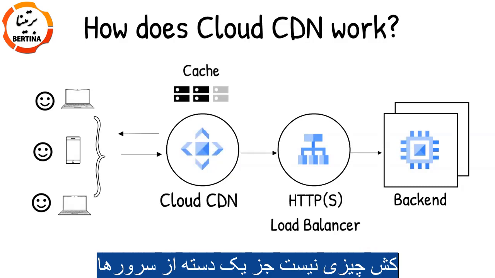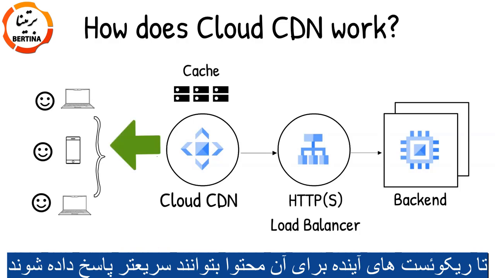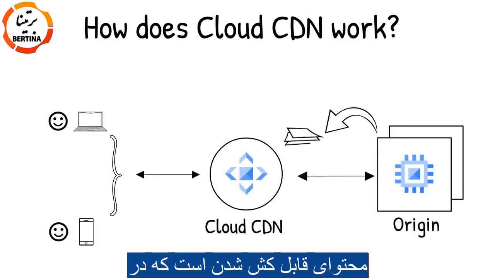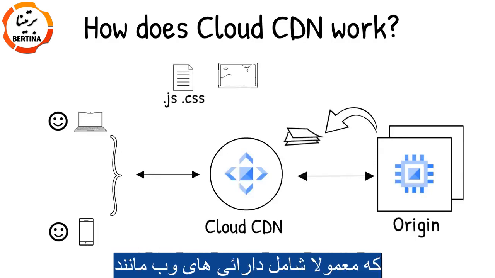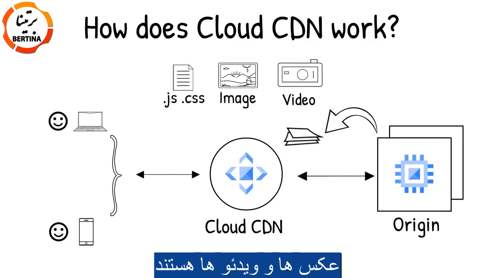Cache is nothing but a group of servers that store and manage cacheable content so that future requests for that content can be served faster. The cached content is a copy of cacheable content that is stored on your origin servers, typically including web assets like JavaScript, CSS, images, and videos.